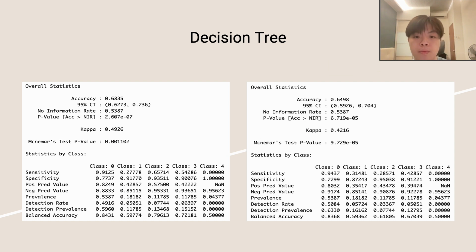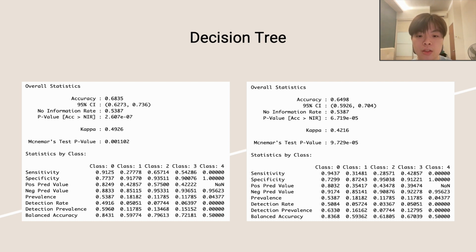And let's see the performance of the two models. Based on the comparison between the confusion matrix results of two models trained with all features and limited features, model 1, which is trained with all features, has a slightly higher overall accuracy at about 68.35% compared to model 2, which is limited features, 64.98%. The kappa statistic for model 2 is also highest at 0.4926 compared to model 1. A higher kappa value means that the predictions of model 2 are more reliable than model 1's.